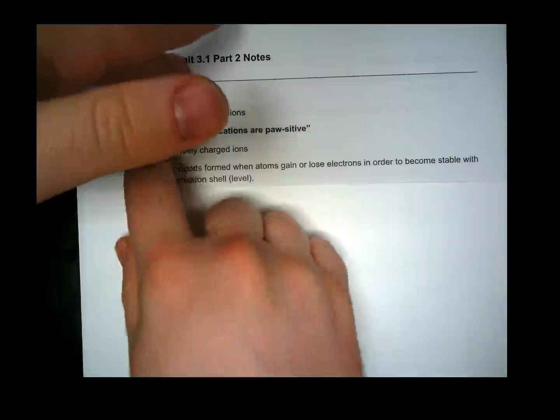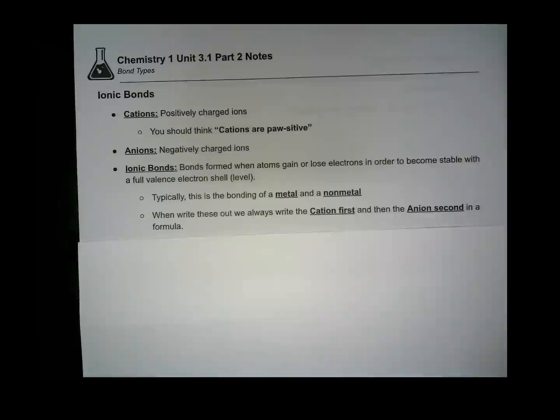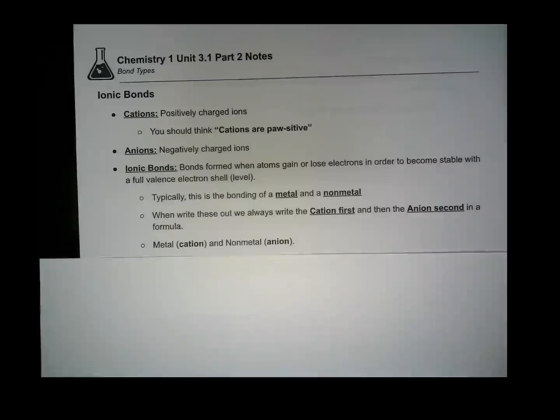Okay, and the ionic bonds are going to be between cations and anions. So typically, this is the bonding of a metal and a non-metal. Typically, when we're practicing in class, it'll be pretty much always a metal with a non-metal. When we write these out, we always write the cation first, and the cation, for the most part, is always the metal, and the anion second, and the anion is pretty much always going to be the non-metal, as I've got it written here.